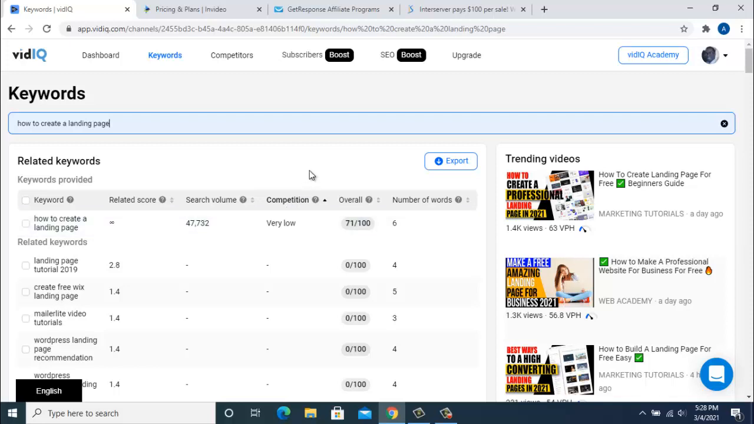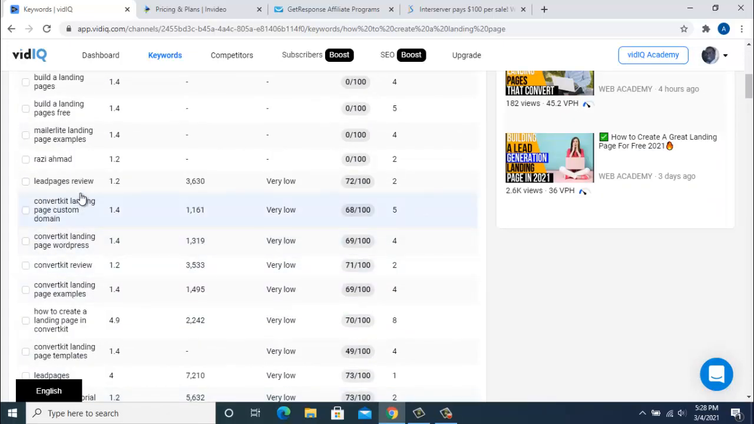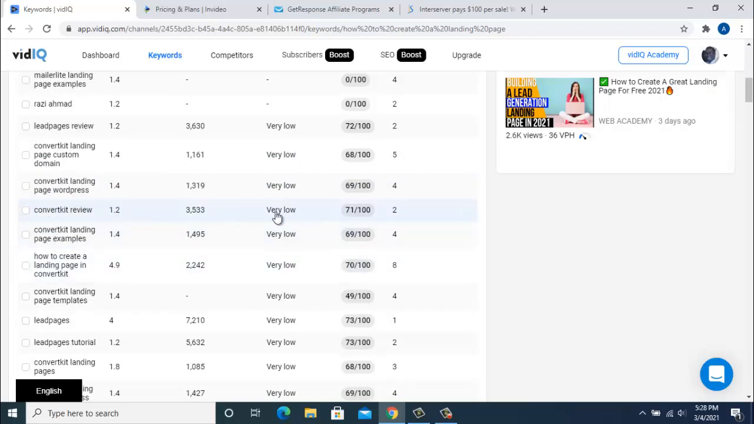It's just 18 out of 100. Still very low. So there are variations of the keywords that you can check, like lead pages review, very low, 1.4, and ConvertKit review, 2.5. How to create a landing page in ConvertKit, and stuff like lead pages tutorial.